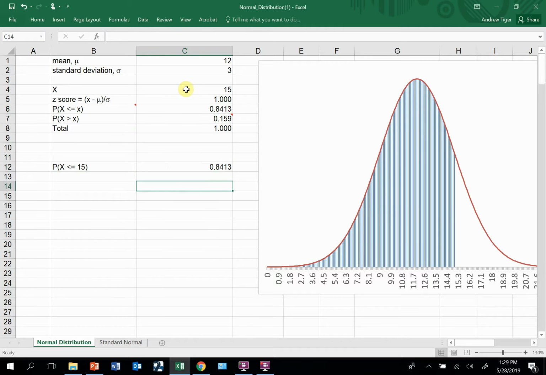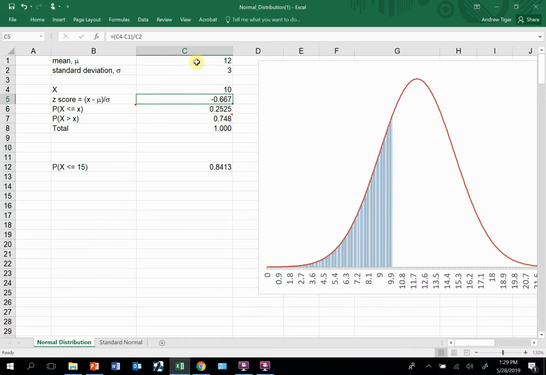Let's do one more. What if I had an x value of 10? I immediately see that the area to the left of 10 is 0.2525. Okay, now let's calculate the z-score for that. The z-score is equal to minus 0.667. That's 10 minus 12 in the numerator, in parentheses, divided by 3. So 10 minus 12 is minus 2, divided by 3 is minus 0.67.